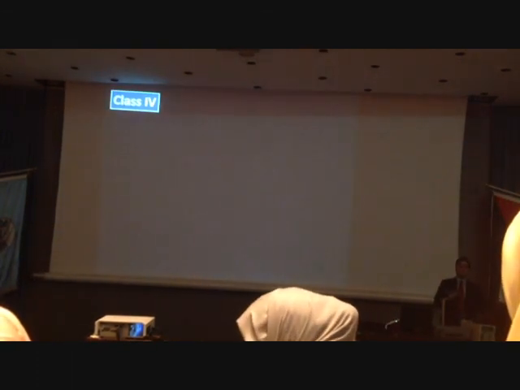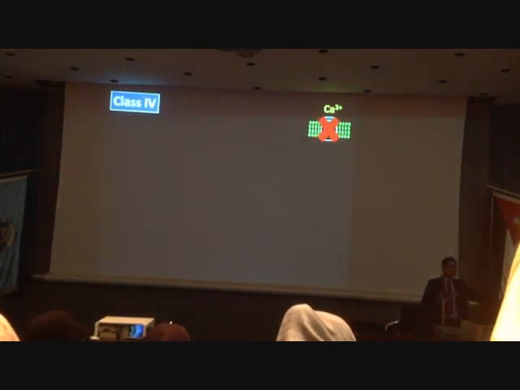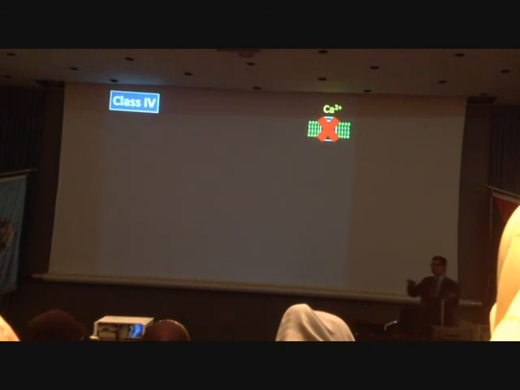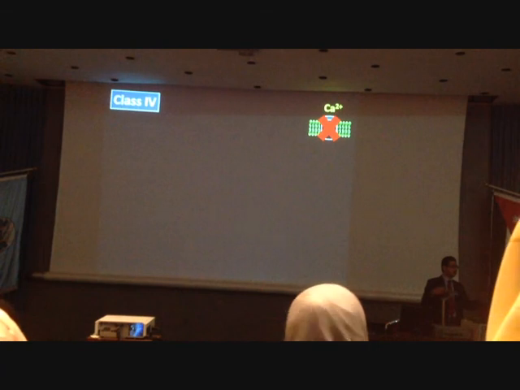Now, class 4 are the calcium channel blockers. And as we discussed before, we have two classes of calcium channel blockers, and these are the dihydropyridines and non-dihydropyridines.